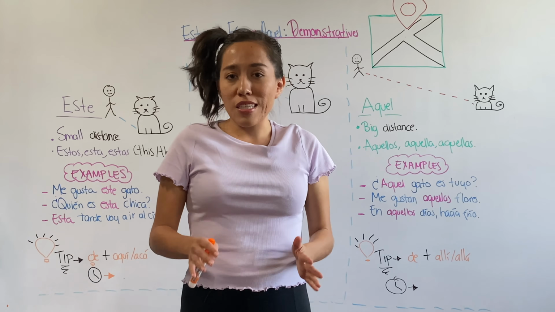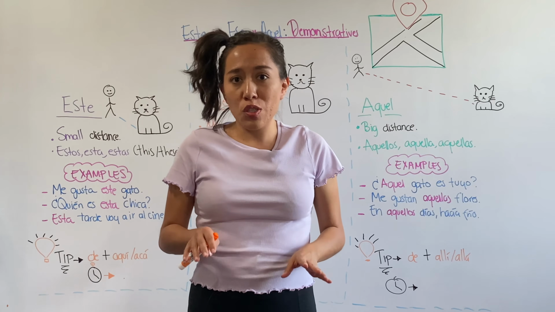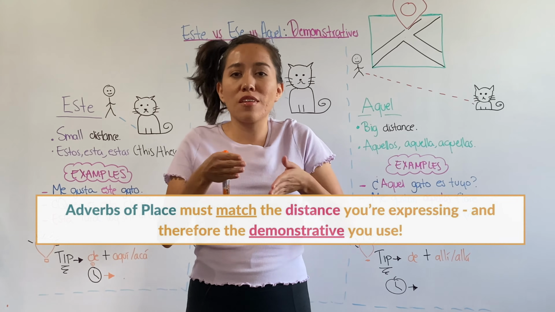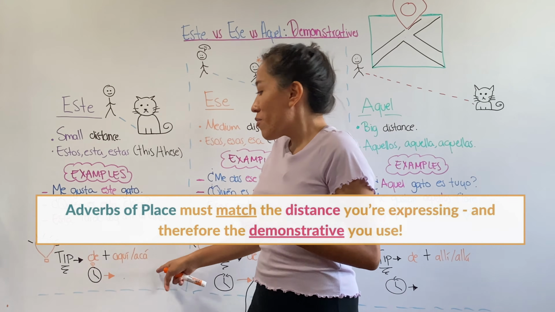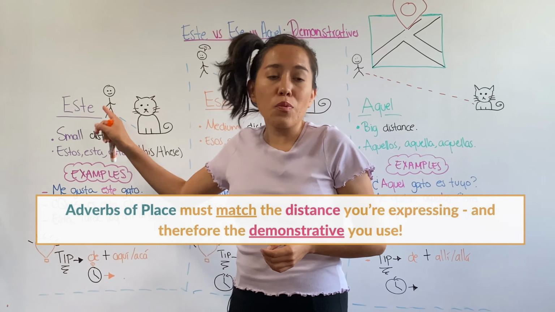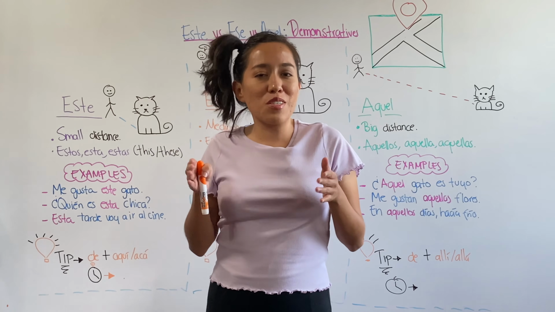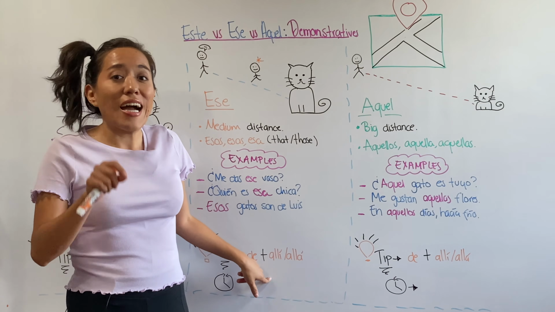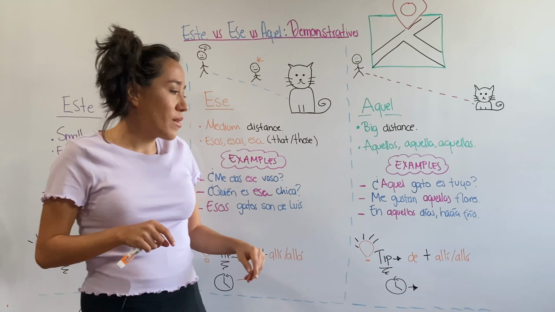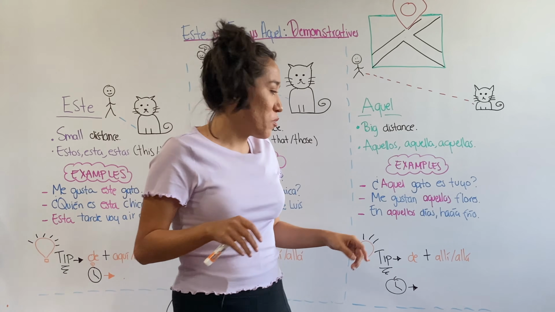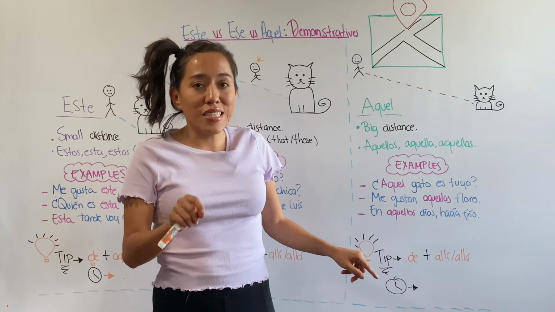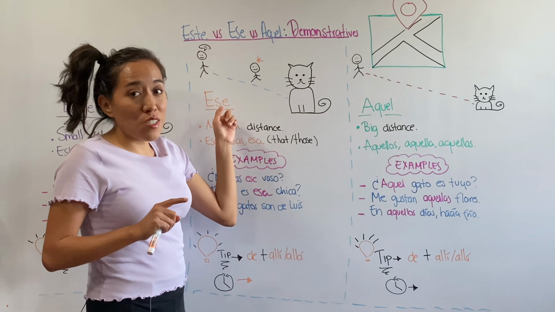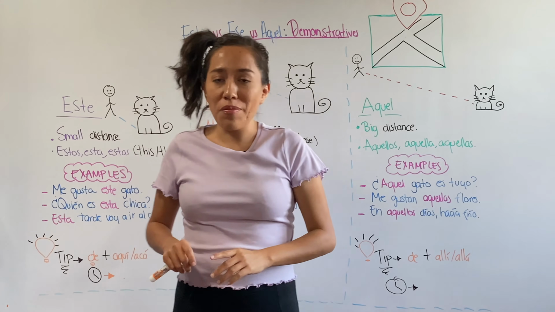So when you're using these adverbs of place, which you can totally do, you have to be careful. These adverbs of place need to match the distance that you're expressing. Because of that, aquí and acá work with este. That's a very small distance. To express a medium distance, you're going to combine allí and allá with ese. Because we don't have that many adverbs of place, you're also going to use allí and allá with aquel. Just be careful. Remember that these two words are different, okay?